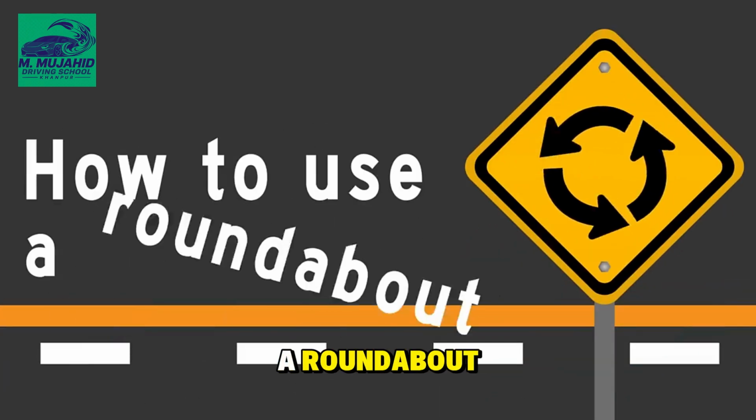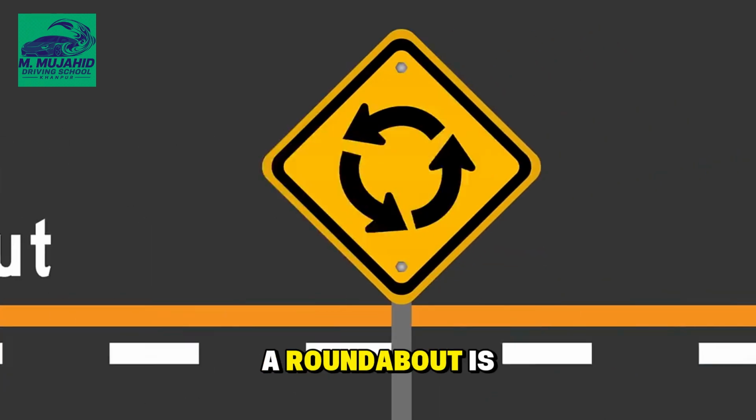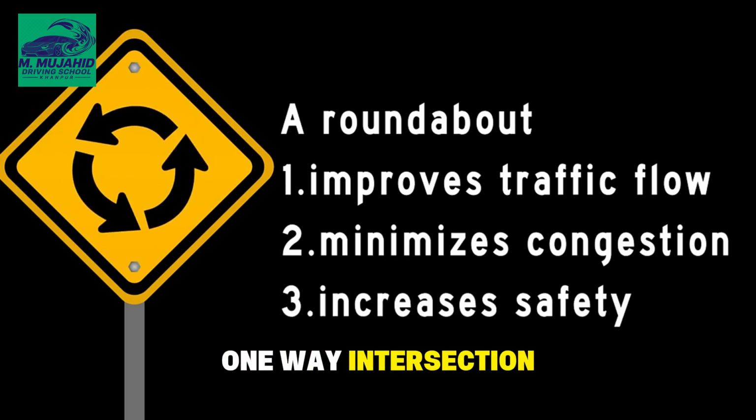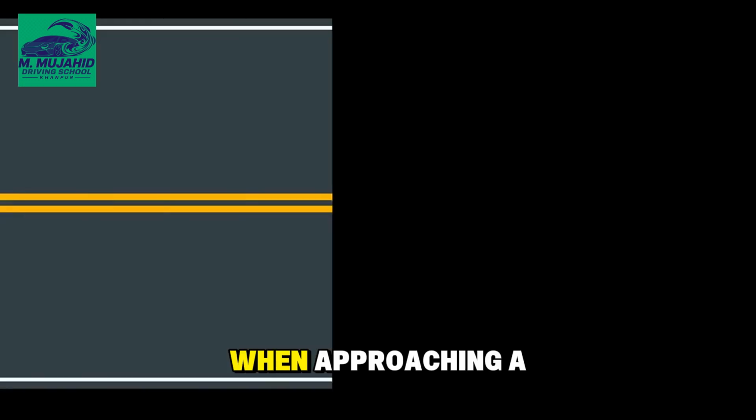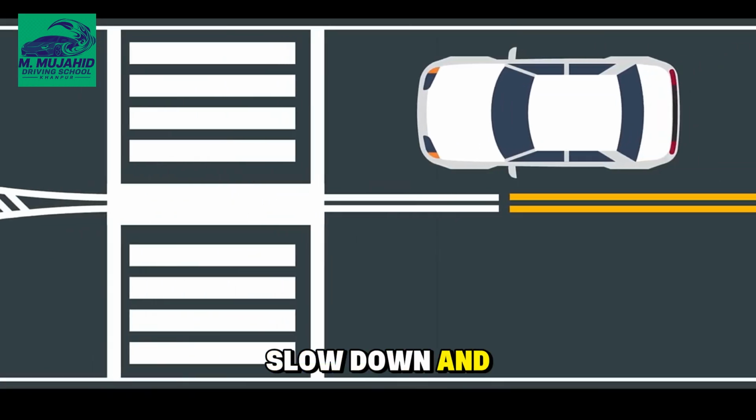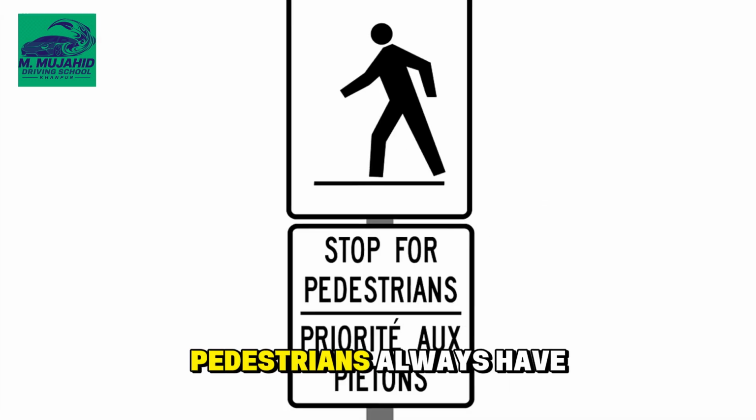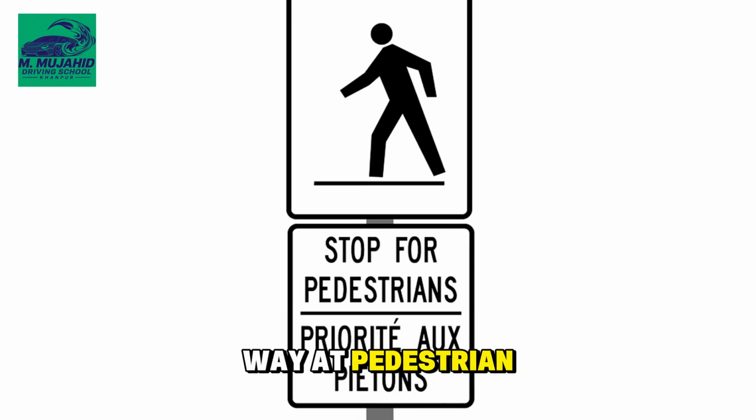How to use a roundabout. A roundabout is a circular one-way intersection that improves traffic flow, minimizes traffic congestion, and increases safety. When approaching a roundabout, slow down and watch for signs. Pedestrians always have the right of way at pedestrian crossovers. Yield to them when entering and exiting a roundabout.